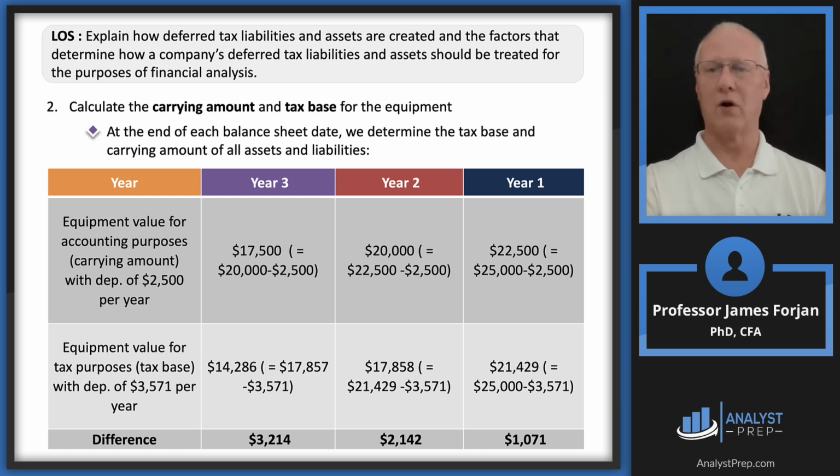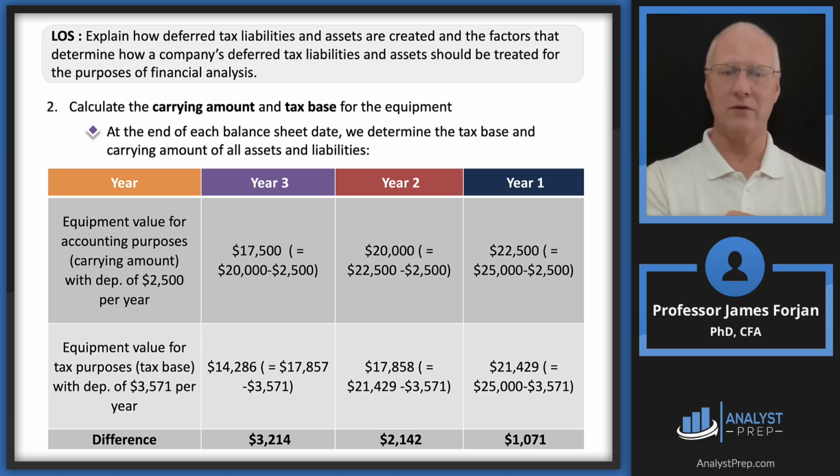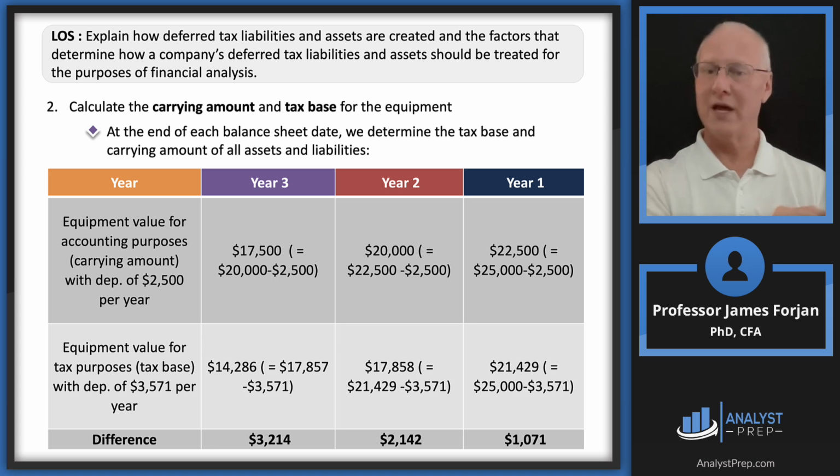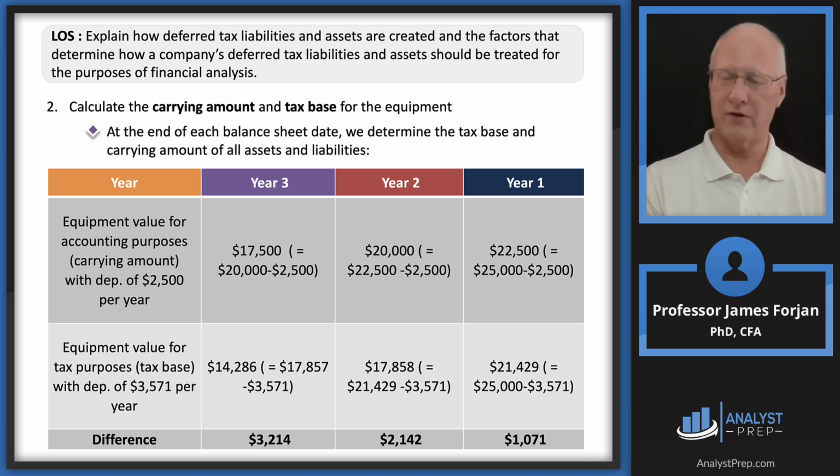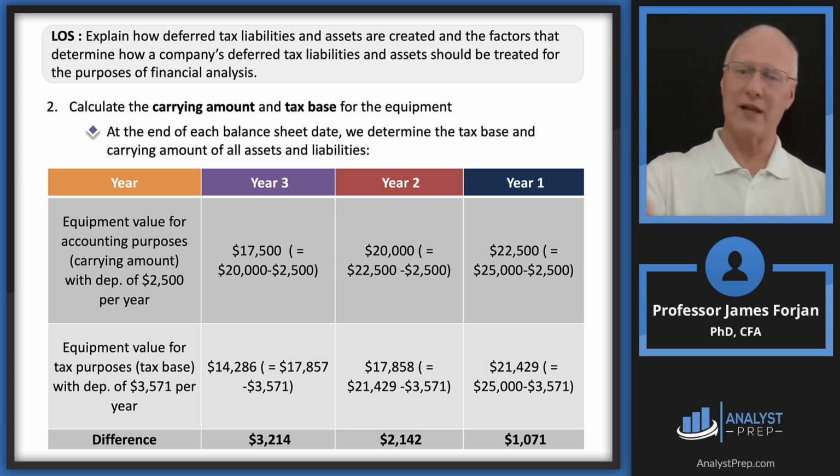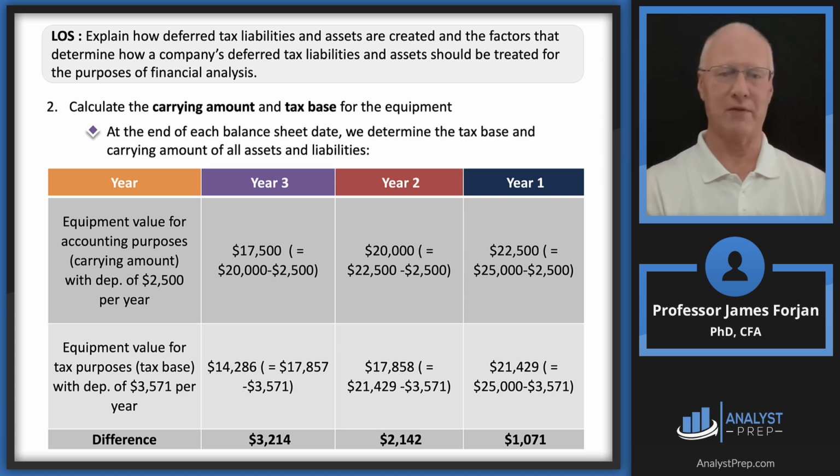So those are the differences there, and let's examine them in even greater detail to see exactly what the impact is. So notice we're going year 1 on the right, and we're working our way to the left. All right, so we're doing the carrying amount in the first row, and we're doing the tax base in the second row. So let's start with the 2,500 and 25,000. Subtract out the 2,500, we get 22,500. Makes sense? So then let's just do the same thing in year 2, same thing in year 3.